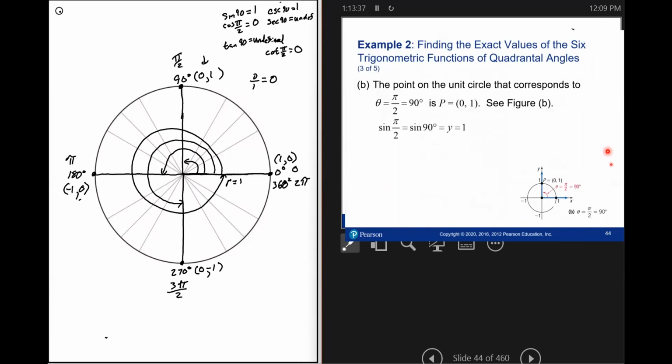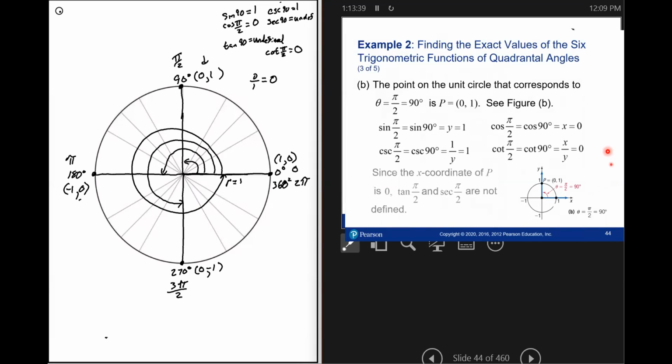All right, 90 is the same thing I had, so I'm not going to spend too much time on it. The difference between the way I wrote it down and the way they write it down is they talk about tangent and secant being not defined. So the ones that aren't defined, they separate them out, which is fine. You can do that.